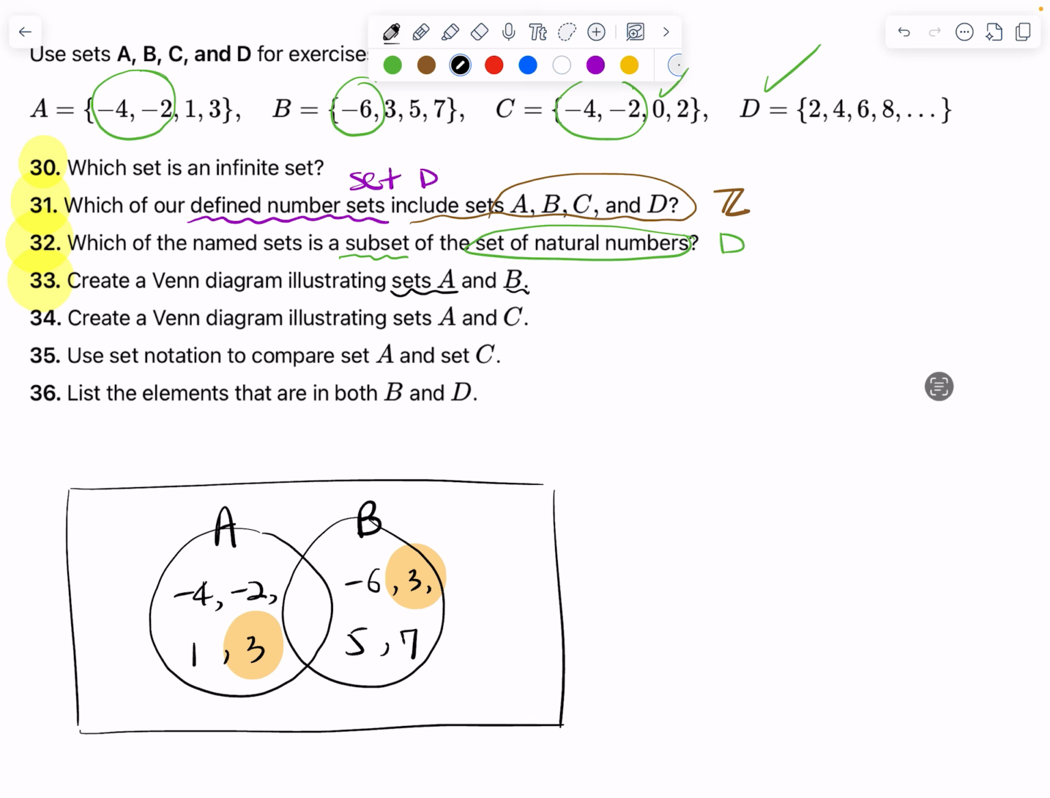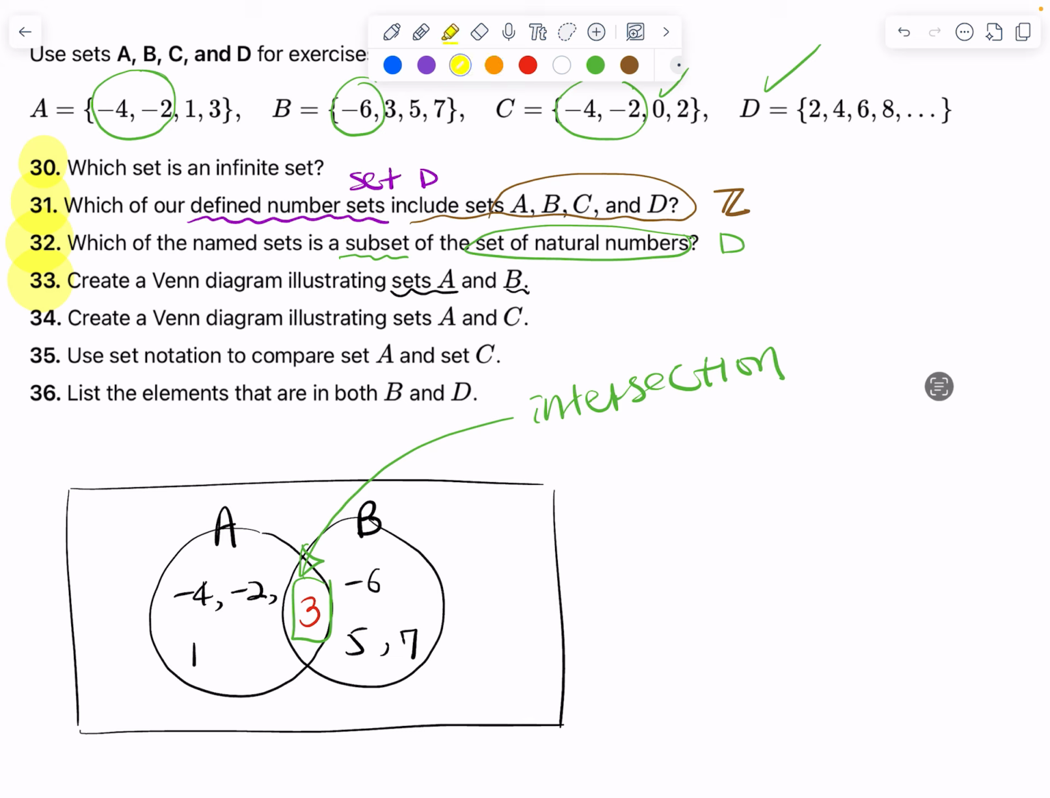So what I'm going to do is put that overlap, the intersection, where they intersect, at the element 3 right there in the middle. 3 is no longer in each circle, so it exists right in the middle. That's the intersection of the 2 sets A and B. That's it. This is the Venn diagram illustrating sets A and B.